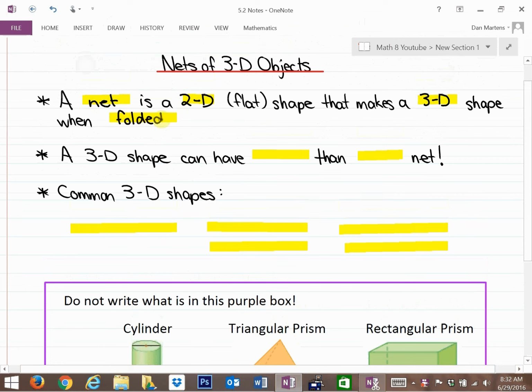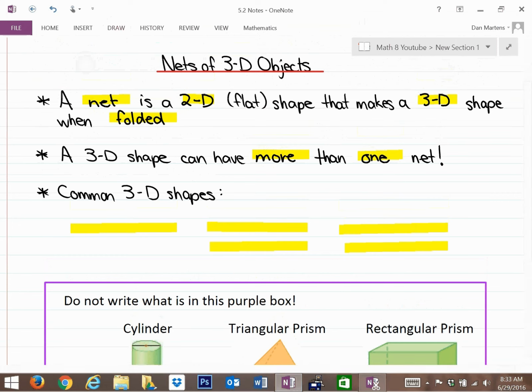So in other words, if you unfold a three-dimensional shape, and you can see this in a variety of places, you can also look up nets on the internet. Now when you unfold a three-dimensional shape, you'll have something flat, and that flat thing is called a net. And another key idea is that a three-dimensional shape can have more than one net. So there's lots of possible flat shapes that can fold into the exact same thing. And you'll see examples of that throughout.